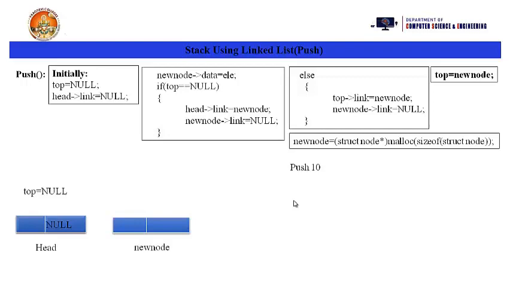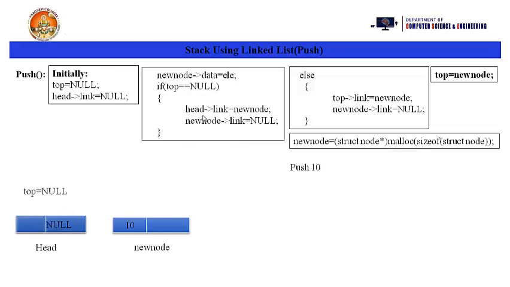Then we need to follow these statements here. newnode->data = ele. So what is ele here? Element 10. So we need to store that element into the new node data part. So newnode->data means the new node data part equal to ele. What is the value here? 10. So we are going to store that 10 into the new node data part. Then if top equal to null. So what is the top value here? Null. Yes, the condition is satisfied, so we need to execute the if statements.